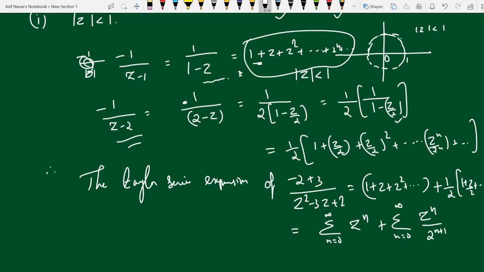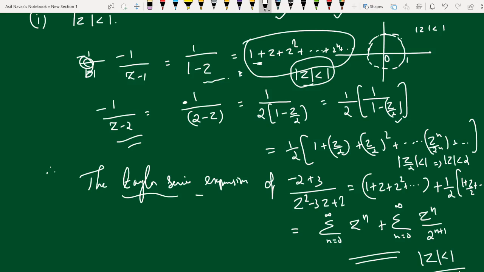And you can combine both, then you will get that. So this is valid when mod z less than 1. Okay, so here it is valid when mod z by 2 less than 1, which implies mod z less than 2. And this series is valid when mod z less than 1. So this is valid for all mod z less than 2, so obviously it is valid for all mod z less than 1. So the Taylor series expansion of this function when mod z less than 1 is this.